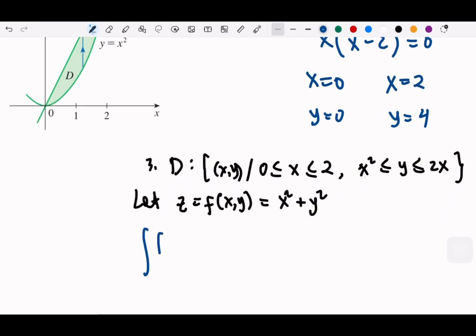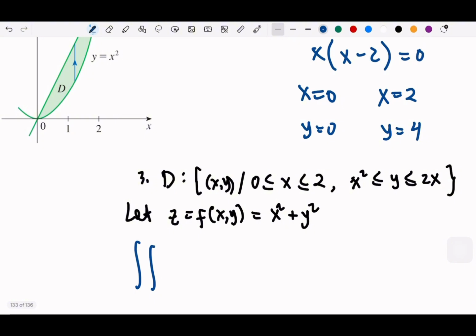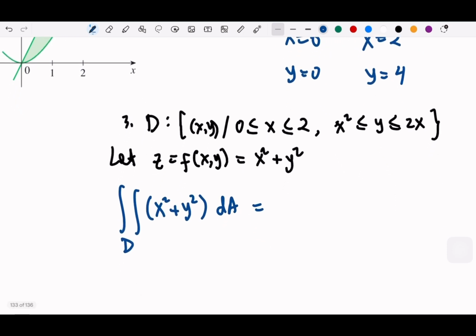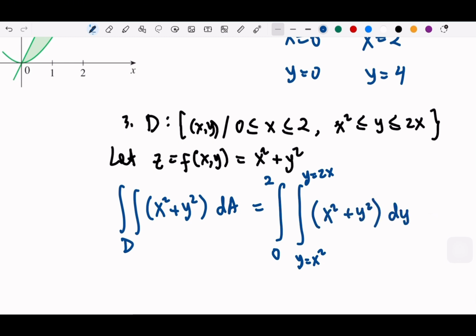So the double integral will be, this will be f(x, y), so x squared plus y squared. Let me just write it first in more general terms. So now we are going to set the integration taking x as the outside integral, so 0 to 2, and the inside will be y. So y, let me write y equals x squared to y equals 2x. Okay, and this will be the function, x squared plus y squared. So this will be dy dx. Okay.